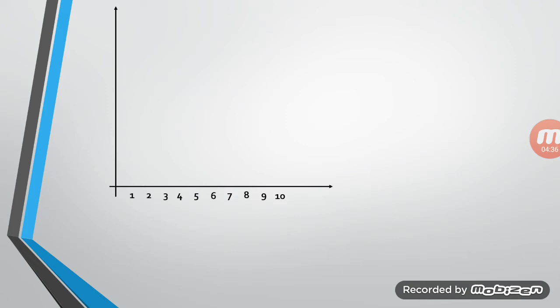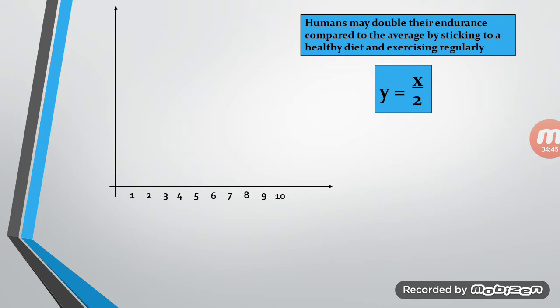Now, moving on to our next question, here we see a graph with 1 to 10 on the bottom. We have an equation, which is y equals x/2. And then we have a little word prompt. Humans may double their endurance compared to the average by sticking to a healthy diet and exercising regularly. Now, the whole purpose of this question is we have to label, of sorts, the graph with the expression x over 2.